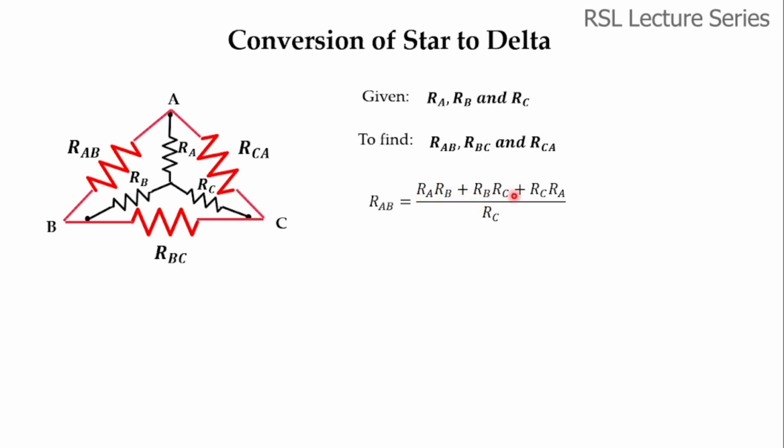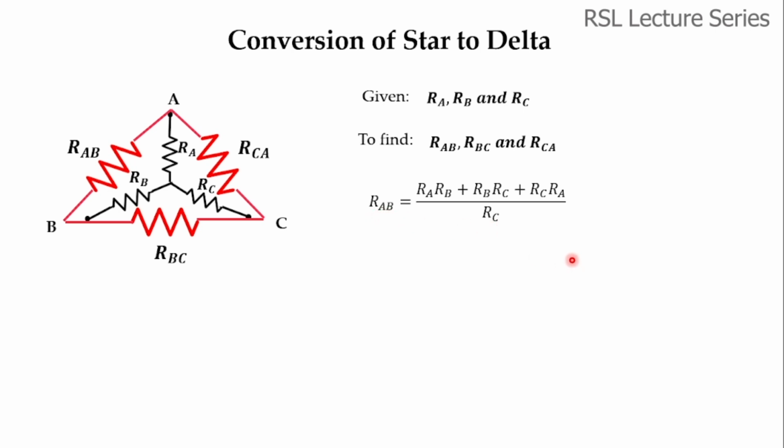This numerator will remain the same for all the resistors, that is RBC as well as RCA: RA·RB plus RB·RC plus RC·RA, divided by RC. If you see the left hand side, we have R suffix AB, and the missing term is C. So we consider that missing term and divide by the RC value. This is one way to remember it: the numerator remains the same, and we divide by the missing terminal resistance.